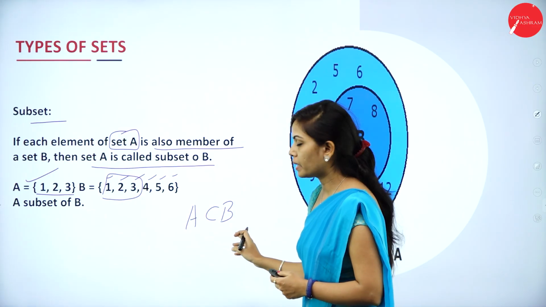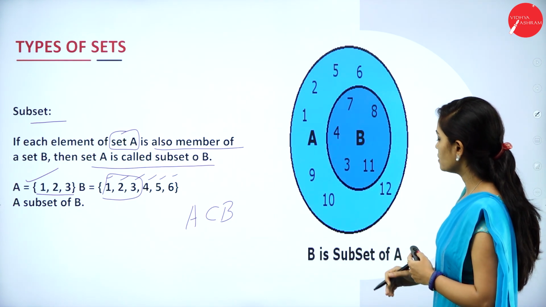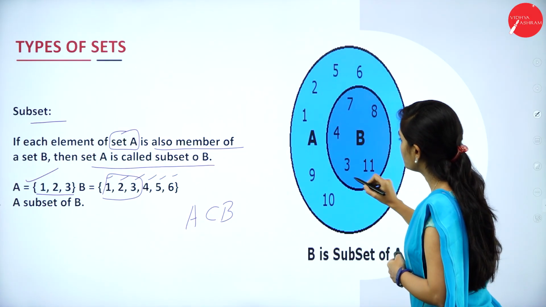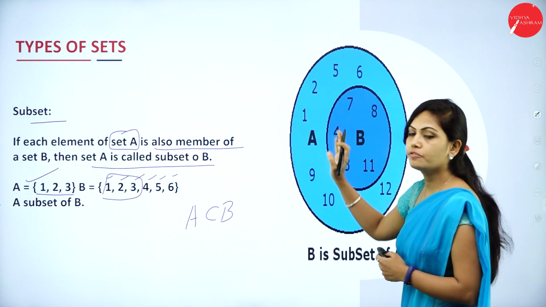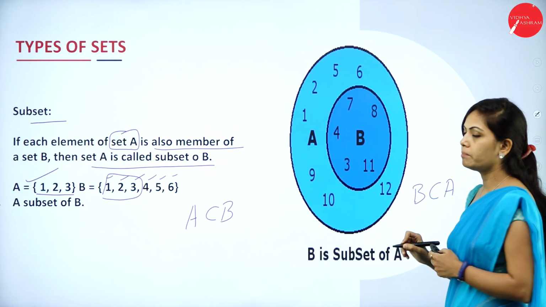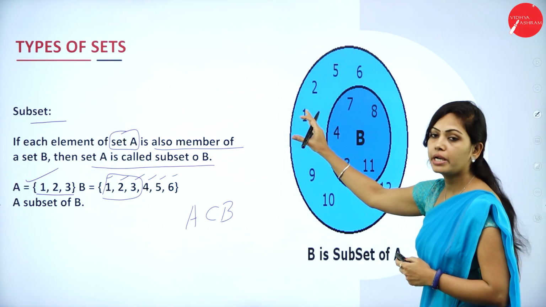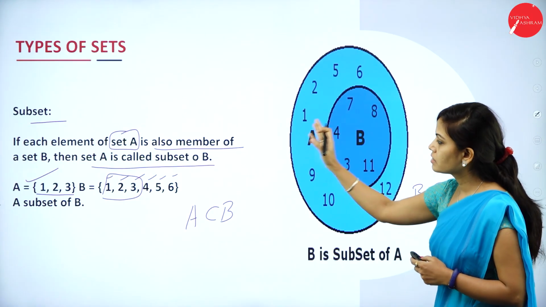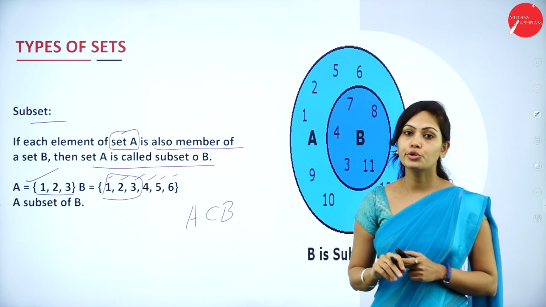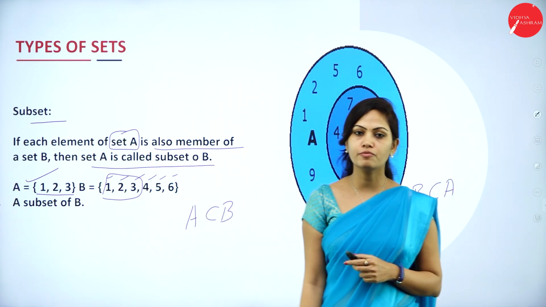You can represent it by this symbol, A ⊆ B. Here you can observe this: B is not a subset of A unless every element of B is also an element of A. So this is called a subset. Very important question for 2 marks: What is a subset? Give an example. You can write any example for subset.